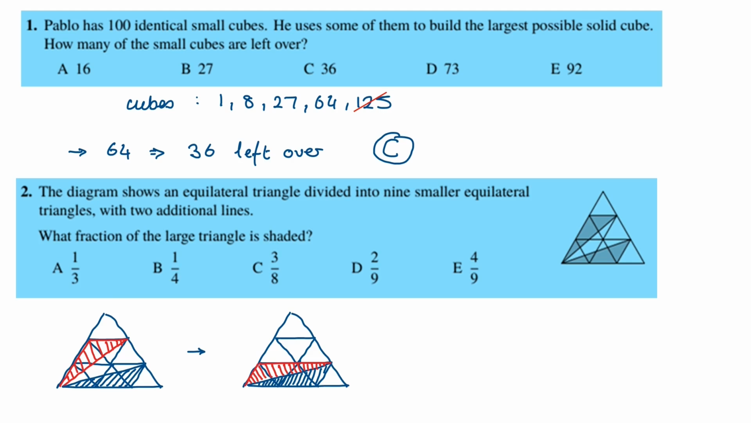Either way, I'm now covering 1, 2, 3, 4 triangles. I've got 9 triangles in total. What does it want? It wants a fraction that's shaded, so therefore that's going to be 4 over 9. It's up there, it's E for an answer, so answer E.